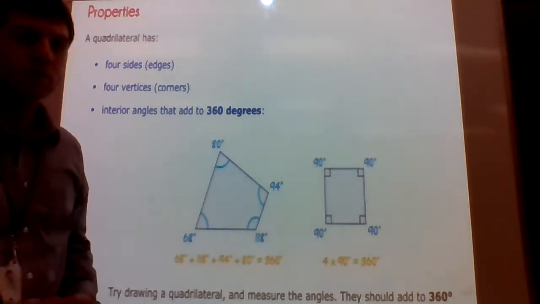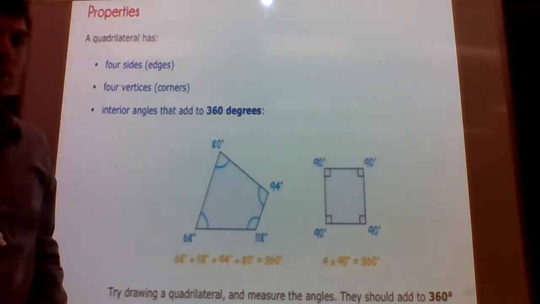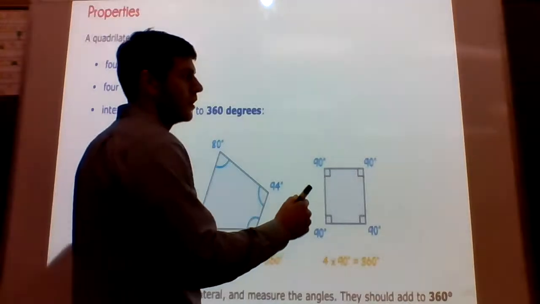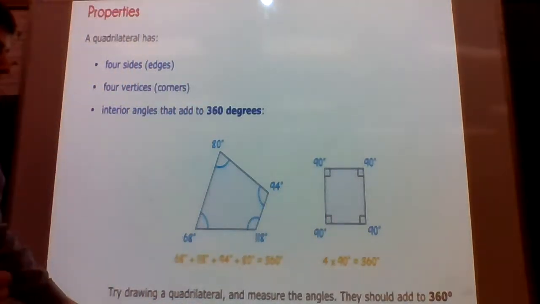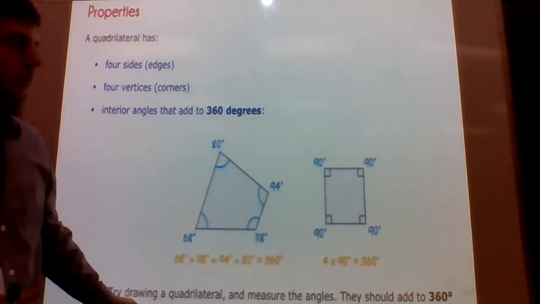So with triangles, we talked about how the triangle sum theorem said that the interior angles of a triangle add up to 180 degrees. Here in a quadrilateral, they're going to add up to 360 degrees.